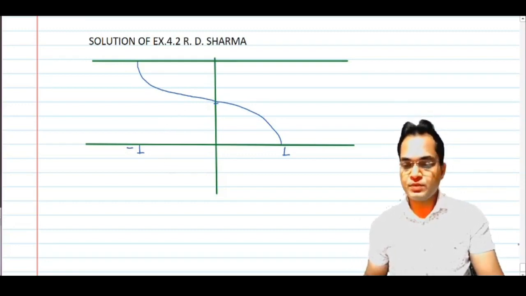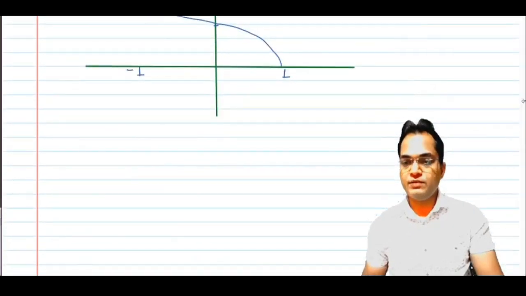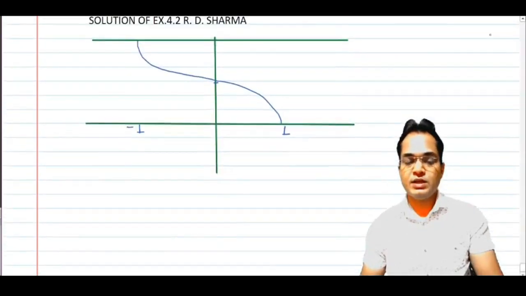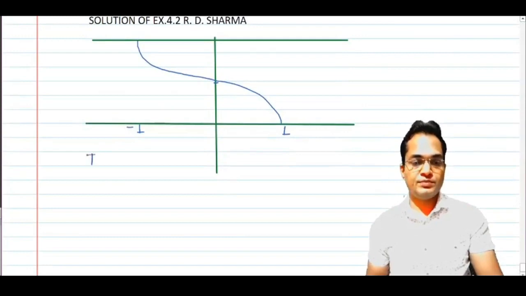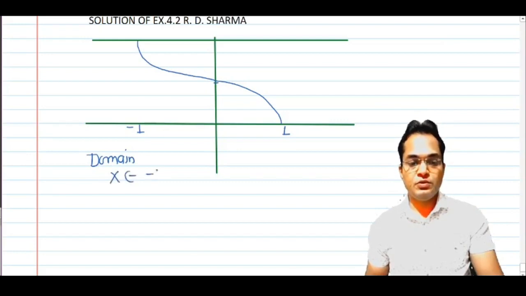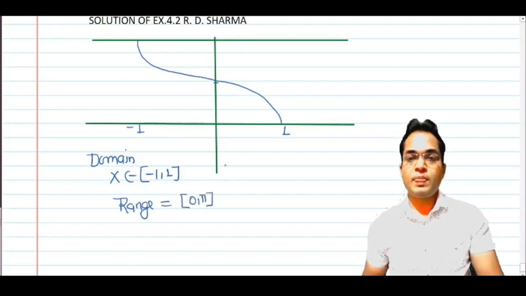Got it? This is the graph of cos inverse x. What is the domain of the graph, or you can say the domain of cos inverse x? Write down the domain part here. Tell me, what is the domain? It is x belongs to -1 to 1, closed. And what is the range? The range will be 0 to pi, closed. Got it? This is the domain and range of y equals cos inverse x, and it is the graph of cos inverse x.